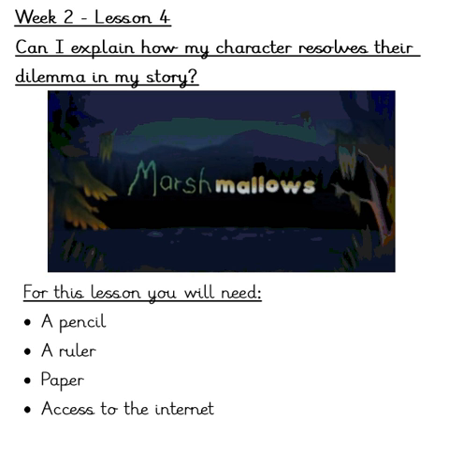Good morning, Year 5, and welcome back to Week 2, Lesson 4 of our work on the animation Marshmallows. Our Can I for today's lesson is: Can I explain how my character resolves their dilemma in my story? For today's lesson, you'll need a pencil, a ruler, paper, and access to the internet.